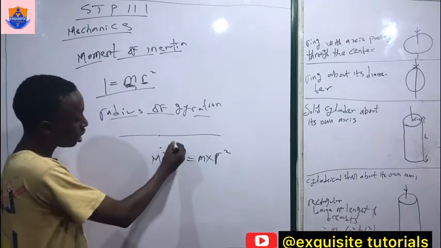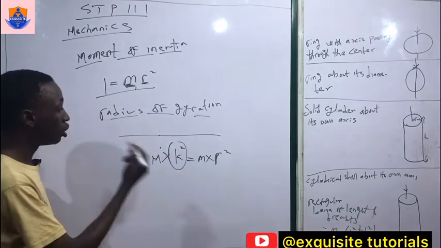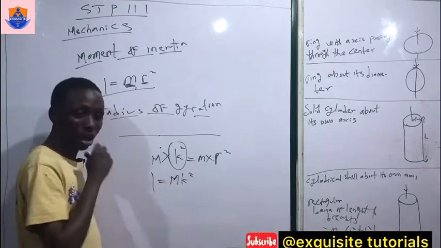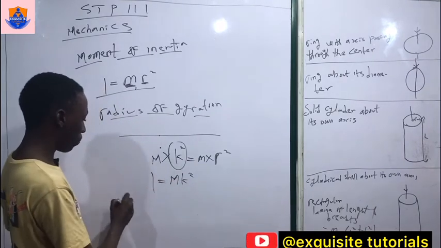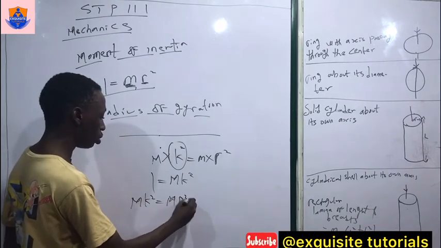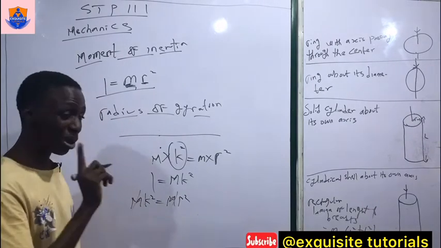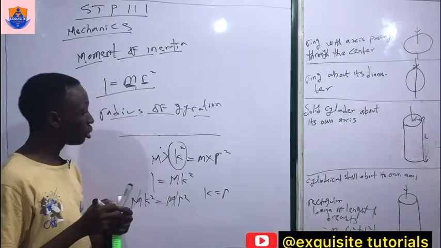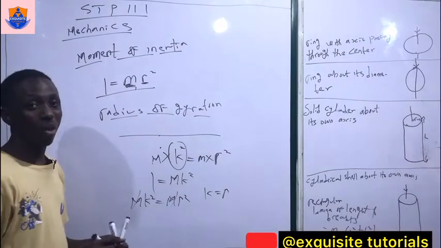So this k here is called the radius of gyration. So moment of inertia is equal to m k square. So we can say m k square is equal to m r square. So m cancels m. So for a normal body, k is equal to what? R. Now we're going to be looking at moment of inertia of other bodies.